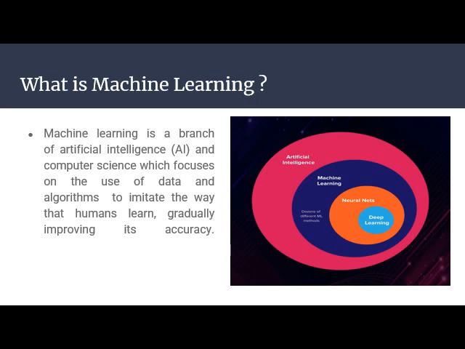As we can see in the diagram, machine learning is a branch of AI, that is artificial intelligence, and deep learning and neural networks come under machine learning. So what does machine learning do? Machine learning is a branch of computer science which mainly focuses on the use of data and algorithms, and it tries to imitate the human brain so that the machine can work like the human brain and gradually improve its accuracy.